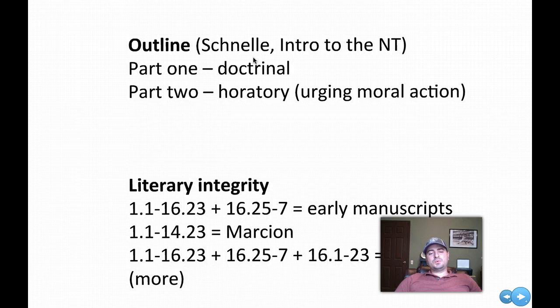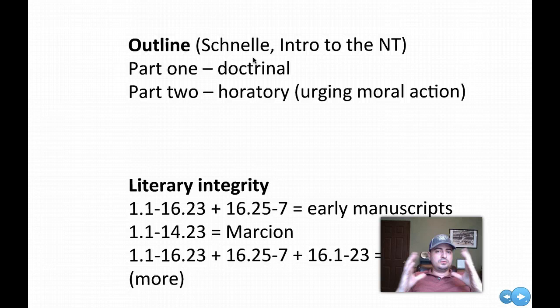So, in comparison to part one, on to literary integrity. Now, this is going to be a little bit difficult, so I'm going to explain it slowly. Literary integrity asks the question: is Romans, as we know it in the Bible, chapters 1 through 16, a whole literary unit?